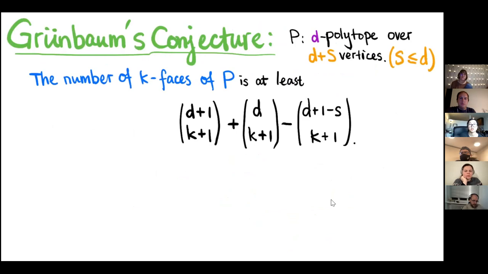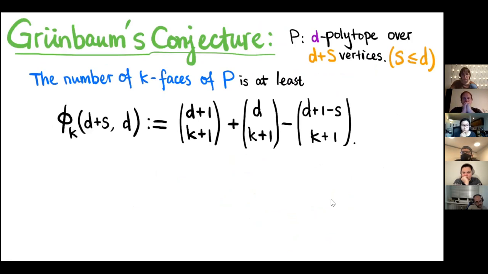And here's his conjecture. Here, the number of vertices is up to 2d, so we say it's d plus s when s is at most d. And Grünbaum conjectured that the number of k-faces for such a polytope will be at least this alternating sum of binomial coefficients using k, d, and s. Since we'll be working with this formula through our talk, we'll give it a name. This is also Grünbaum's notation. In the parentheses, the first entry is the number of vertices. The second one is the dimension.